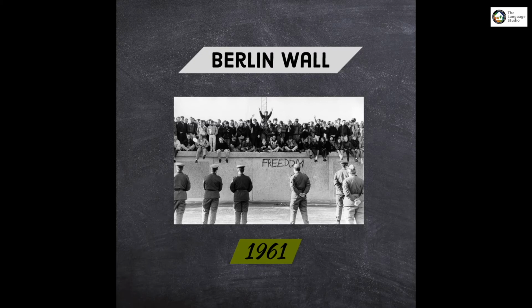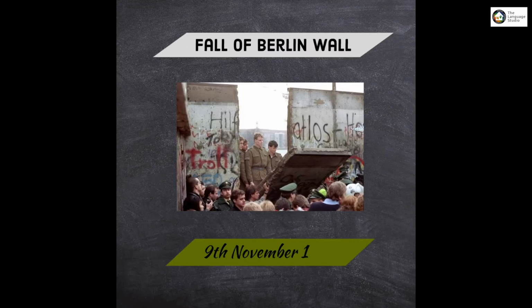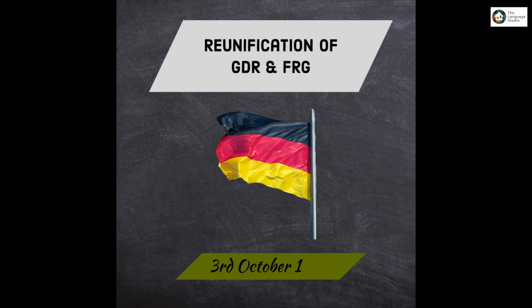And this is the reason the day of the fall of the Berlin Wall, that is 9th November 1989, is considered a pivotal event in the history of Germany. And the fall of the Berlin Wall further led to reunification of GDR and FRG. In short, reunification of the East Germany and the West Germany on the 3rd October 1990. And this is the day when we celebrate the German Unity Day.